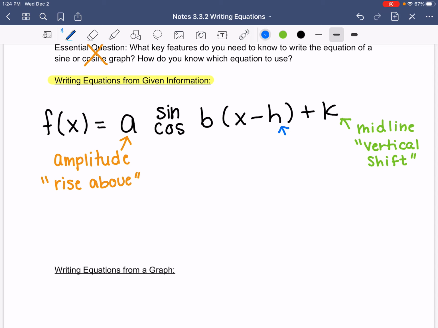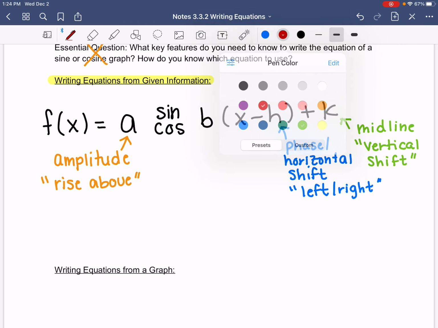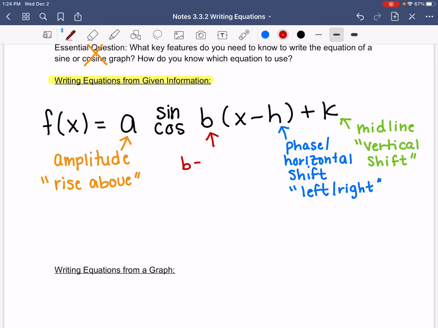Something we didn't use a whole lot yesterday was your H. This is your phase shift, or they call it your horizontal shift. But when they're giving a description, they might talk about moving left or right instead of talking about it as the horizontal shift. And the last thing is B. They're not going to say just B is equal to this. They're either going to give you the period or the frequency. So you have to remember that B is equal to 2 pi divided by the period, or B is equal to 2 pi times the frequency.